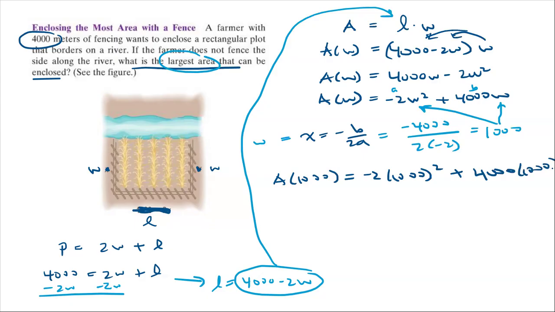Some of you were close in submitting your answers, but the answer here should be 2 million square meters. Maybe you got the equation correct, and maybe there was a typing error in the calculator, so just make sure you double check that. But anyway, this is the largest area that can be enclosed in this problem.